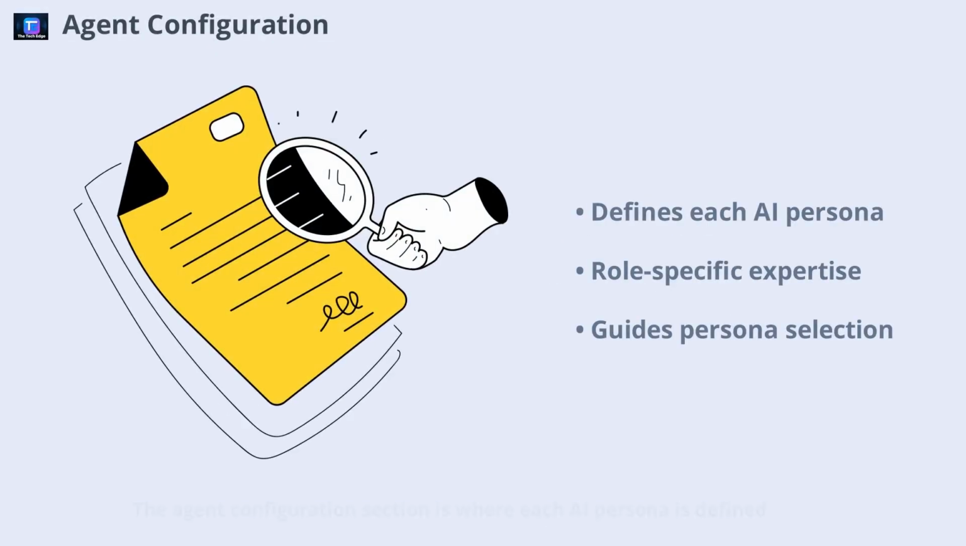The agent configuration section is where each AI persona is defined. Here, you'll find roles like analyst, project manager, UX expert, architect, and product owner, along with a BMAD orchestrator. Each agent has a specific title and a description of when to use them. This clarity helps users select the right persona for each task, ensuring the AI delivers specialized expertise exactly when it's needed.